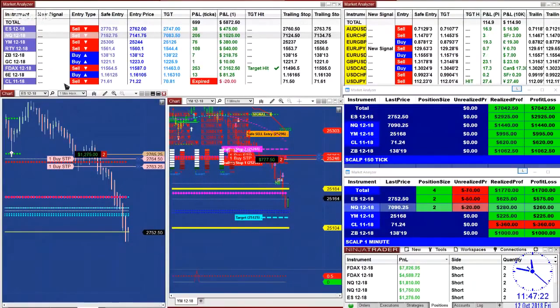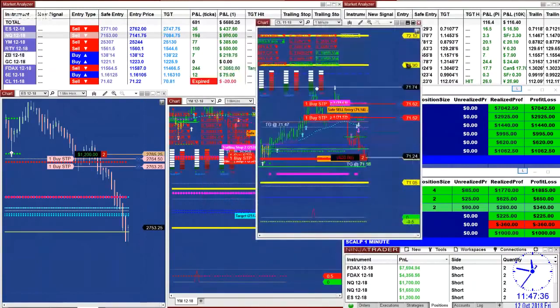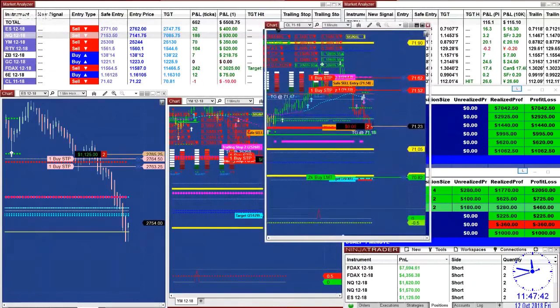We just had a CL entry, a sell on the CL at 71.22, target 71.81. There is a little pullback on this one, but this is the entry on the CL.